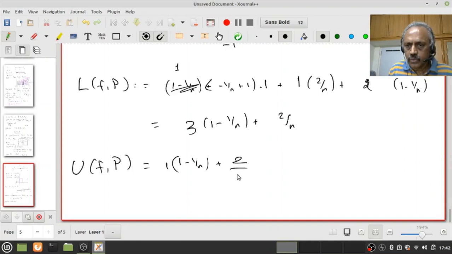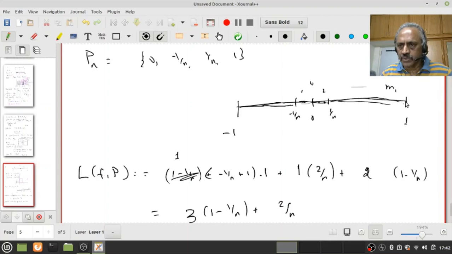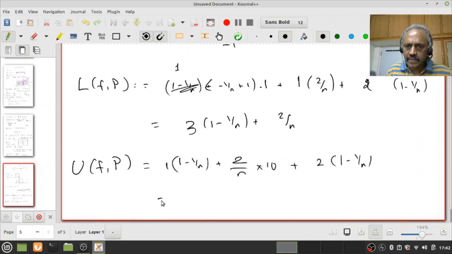Plus, the next one is also the same, 2 into 1 minus 1 by n. Yeah, because on this, the function is a constant, namely 2. Therefore, LUB is also 2. Yeah, therefore, what do I get? I again get 3 into 1 minus 1 by n plus 20 by n. Yeah, do you see something very interesting?